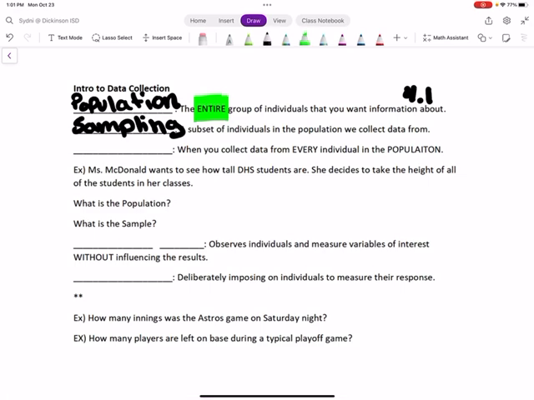Now, in order to collect data about every single individual in the population, you have to do what is called a census. So a government typically does a census every 5 to 10 years to collect data over the households. So they're trying to get information about every single person in the population.